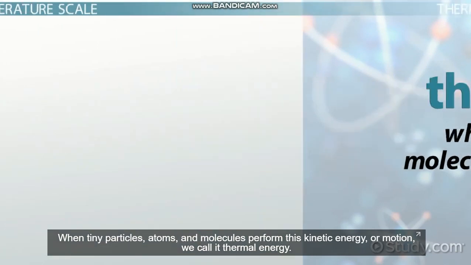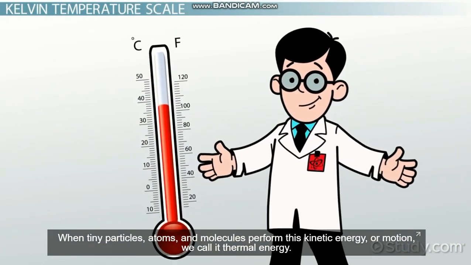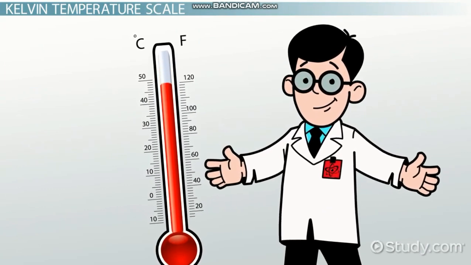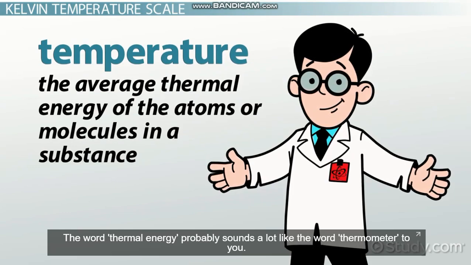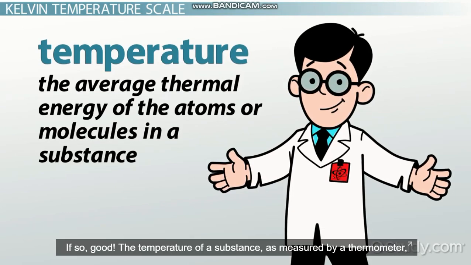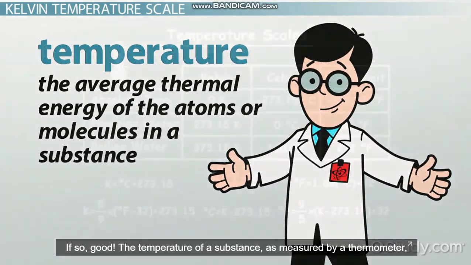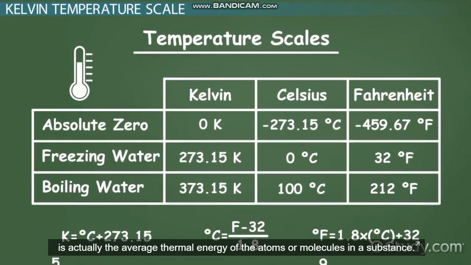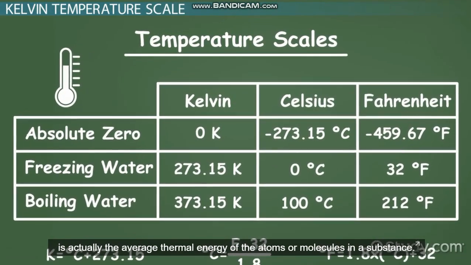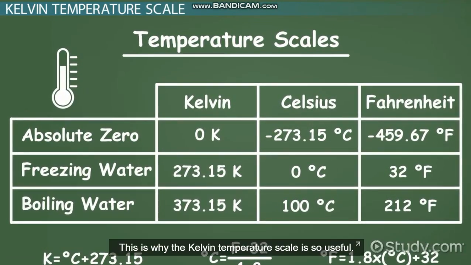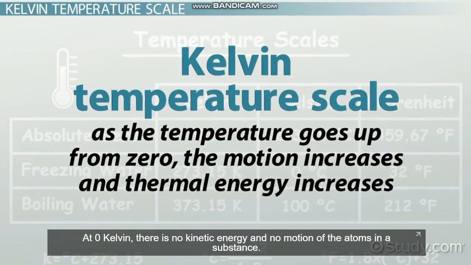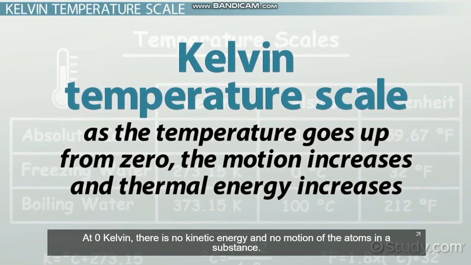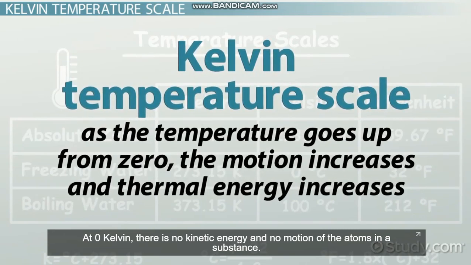The word thermal energy probably sounds a lot like the word thermometer to you. If so, good. The temperature of a substance, as measured by a thermometer, is actually the average thermal energy of the atoms or molecules in a substance. This is why the Kelvin temperature scale is so useful. At 0 Kelvin, there is no kinetic energy and no motion of the atoms in a substance. On the Kelvin temperature scale, as the temperature goes up from 0, the motion increases and thermal energy increases.